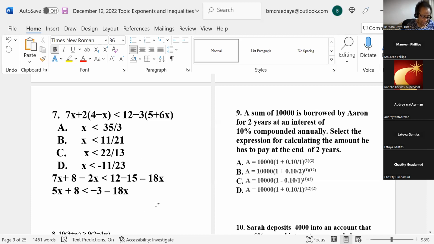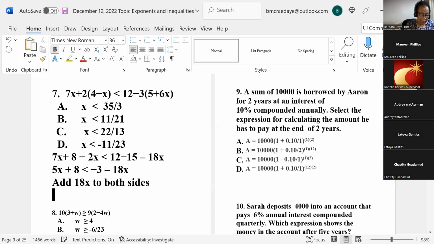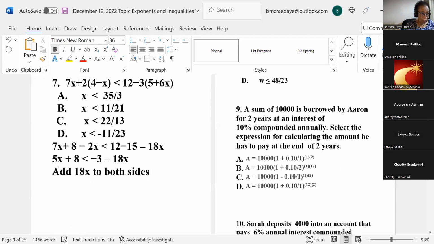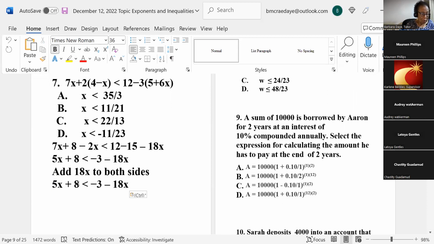So we add 18x to both sides. All right, so add the 18x to both sides. Let's do that. So that'll be plus 18x on the left side, and plus 18x on the right side.